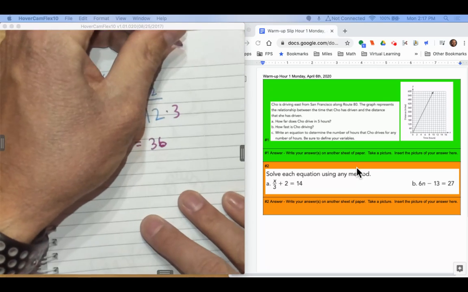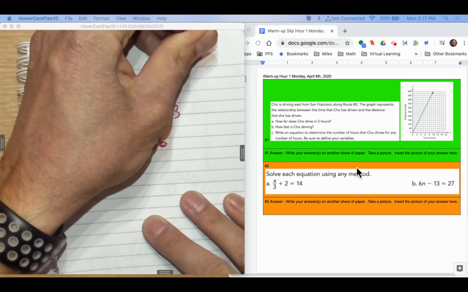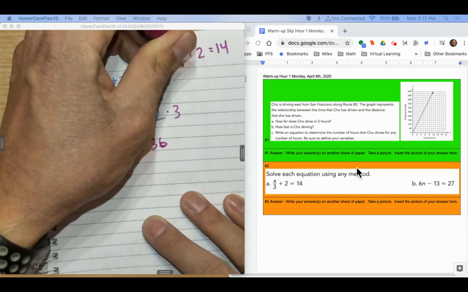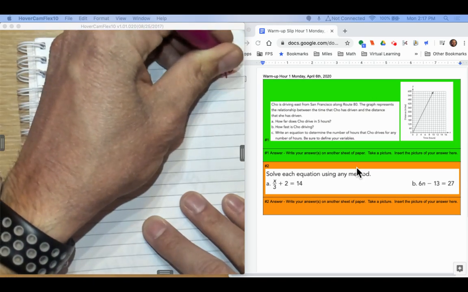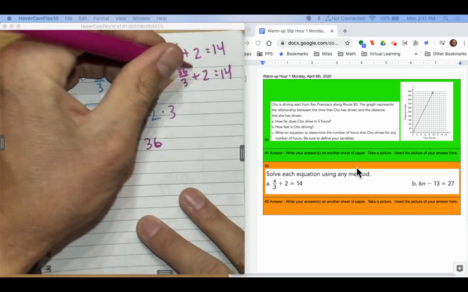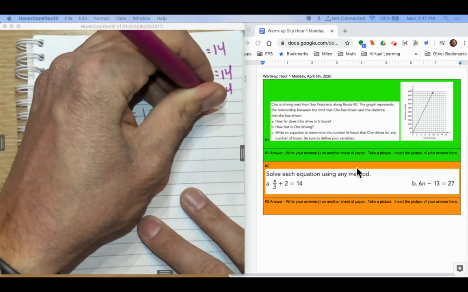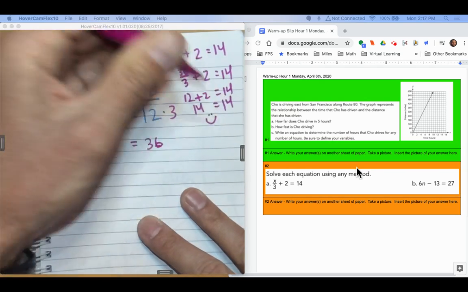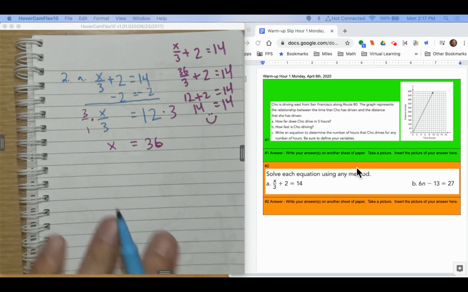I could check my work by substituting the variable: x divided by 3 plus 2 equals 14. 36 divided by 3 plus 2 equals 14. 36 divided by 3 is 12, plus 2 equals 14. 14 does equal 14, so I'm a happy camper. Part B.